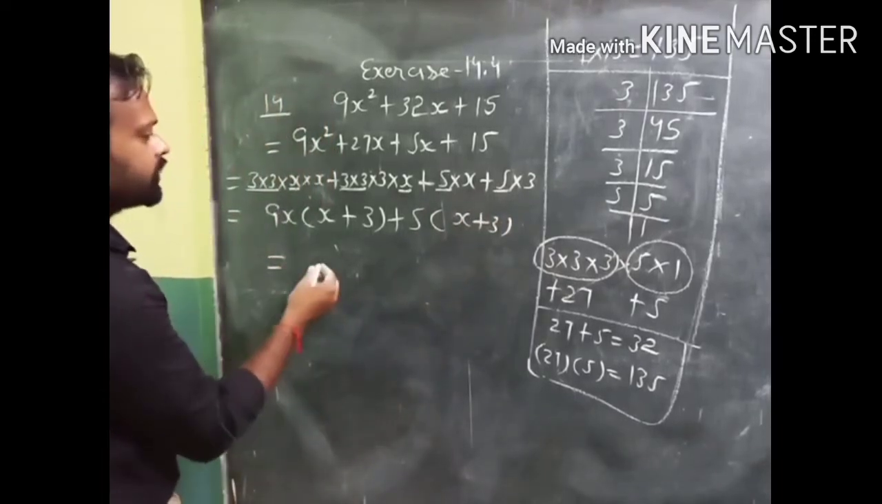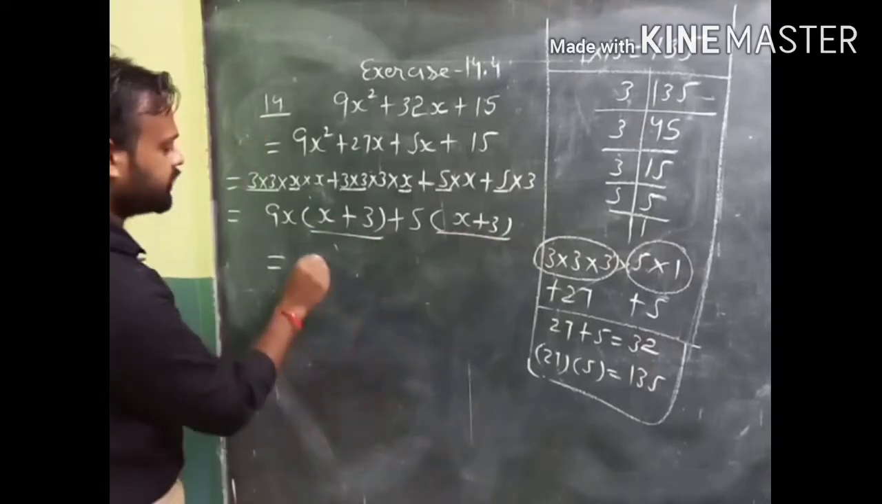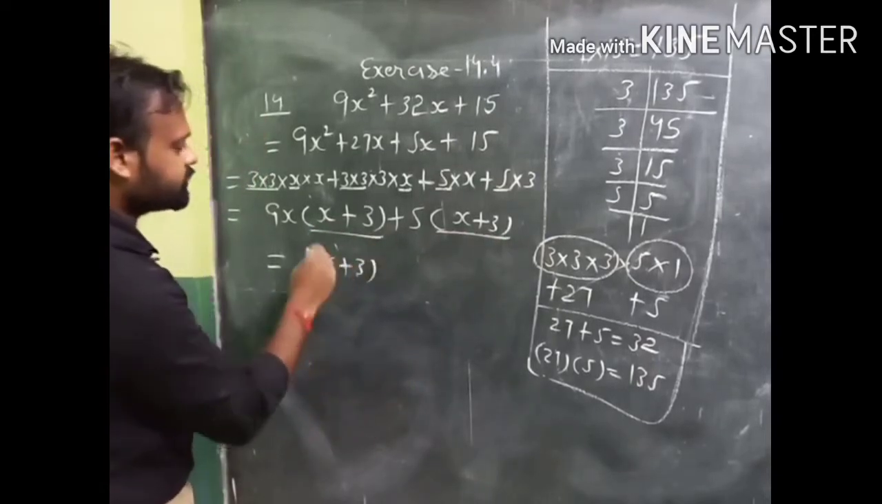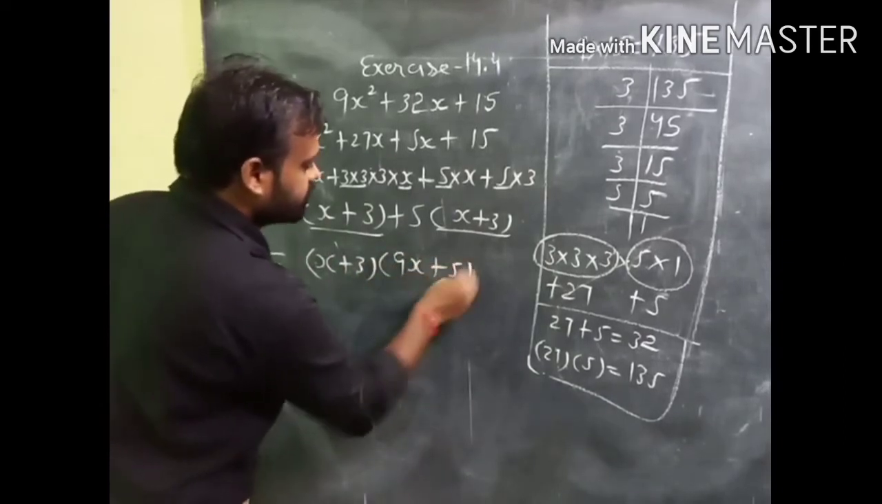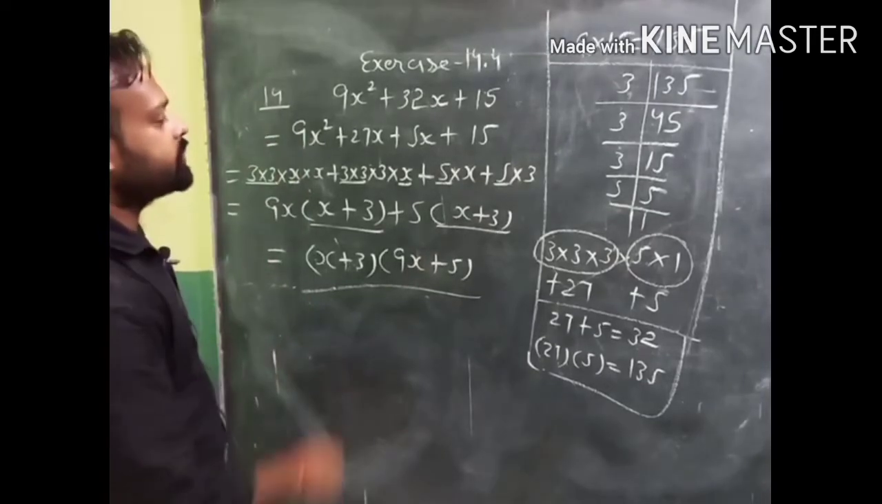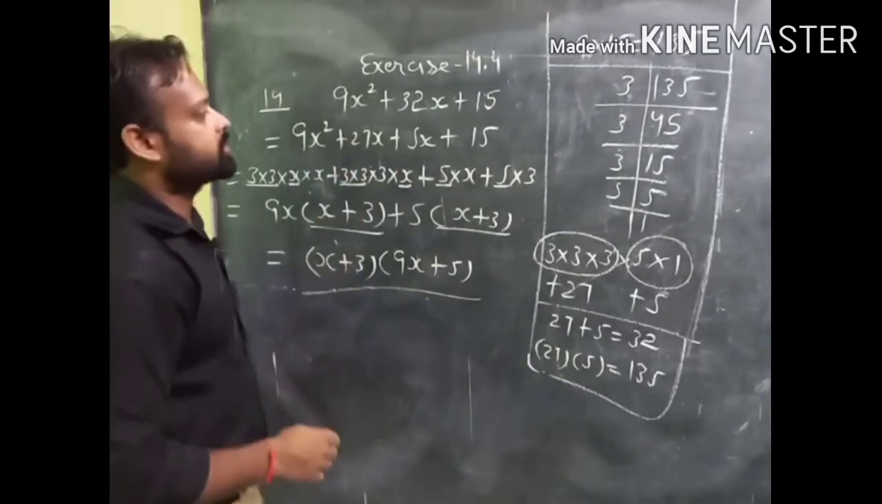So like this way we can find the values. Now you can see x plus 3 and x plus 3 are both common, so take this x plus 3 outside of the bracket, and now 9x plus 5 is inside the bracket. Like this we can do the factorization of this algebraic expression.